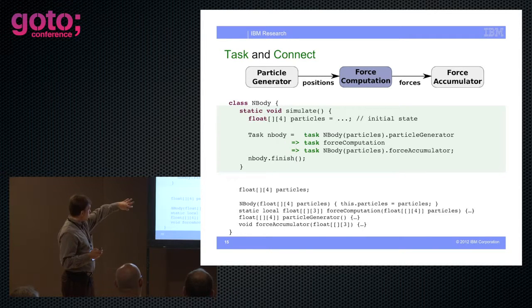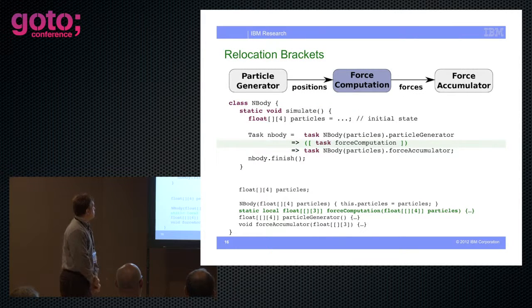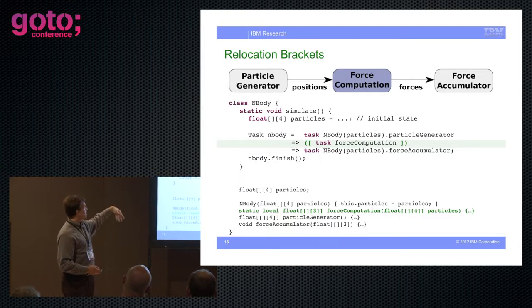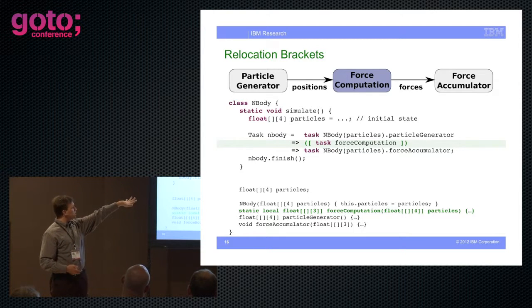So once you've identified the task graph, which is what we've done here, the programmer will tell the compiler that I want to relocate a particular task, and we do that with these relocation brackets. That's telling the compiler that in this case I want this force computation task to be accelerated, and then depending on how I've configured the compiler toolchain, it'll decide which backend to try. So let's assume for the moment that I've configured my toolchain so that the compiler is just going to try to send the accelerated task to the GPU.